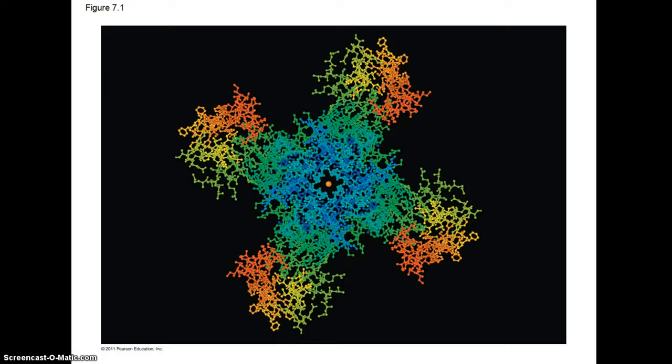This image is a computer model of a protein channel that allows potassium ions to leave a nerve cell. The potassium ion is represented by the orange dot, the channel is represented by the blank region, and the subunits of the protein are represented by the colorful region surrounding.